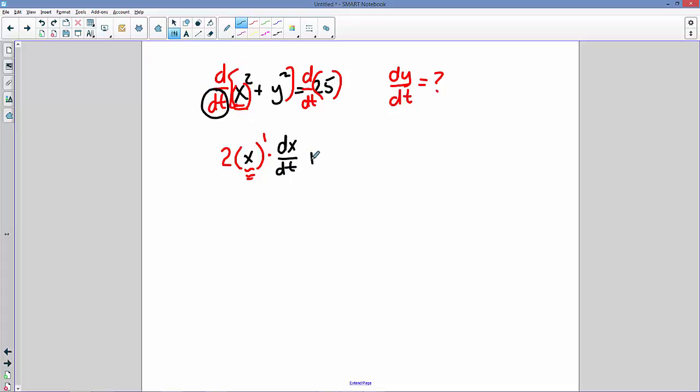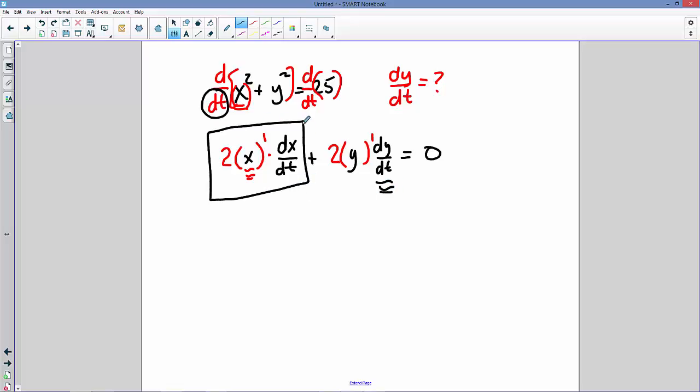And the next one is plus, keep the color code the same, 2 to the first, right, of y, and it's dy dt equals 0, okay? So now if you want to solve for dy dt, you're going to have to subtract this whole mess, okay? And then you're going to divide by 2y. And you're basically going to get 2x divided by 2y, sorry, negative 2x divided by 2y, so it's going to be negative x over y times dx dt. So you're going to have a rate in terms of another rate.